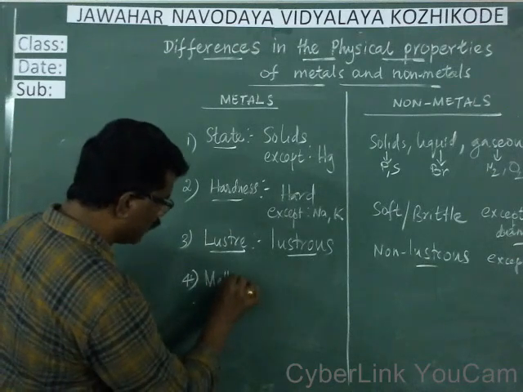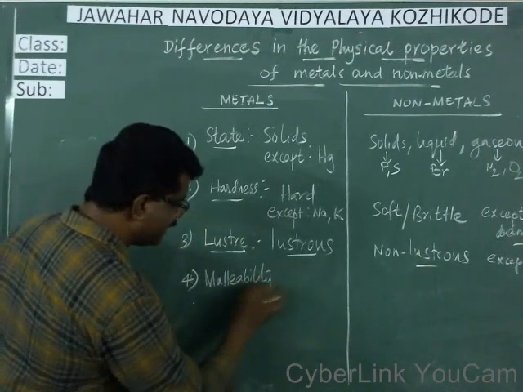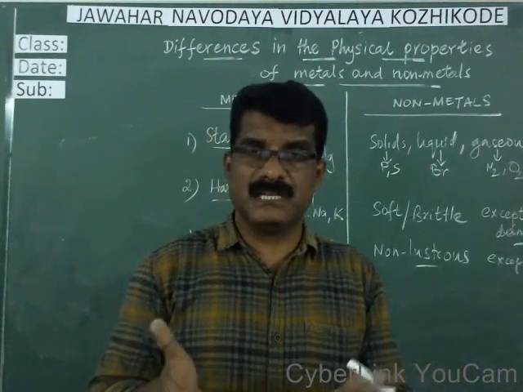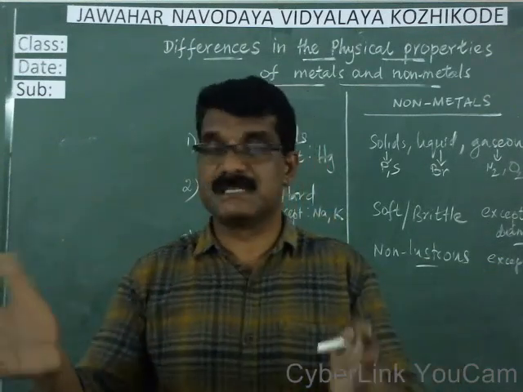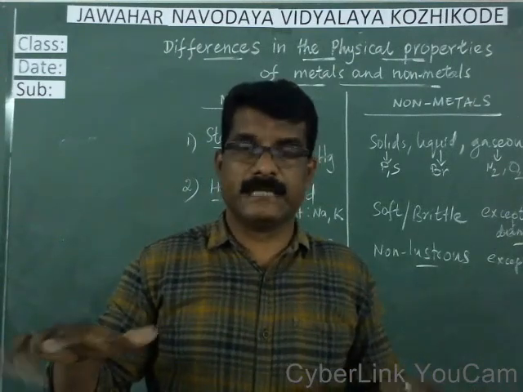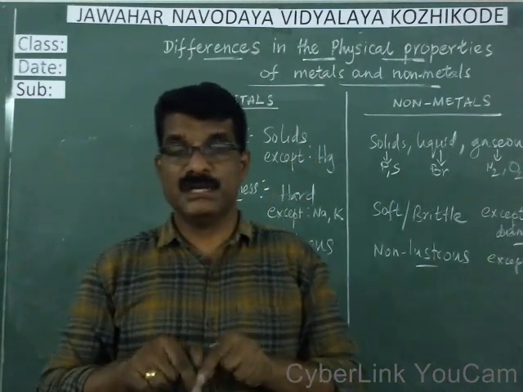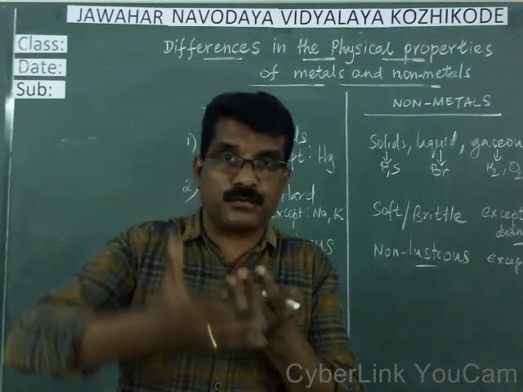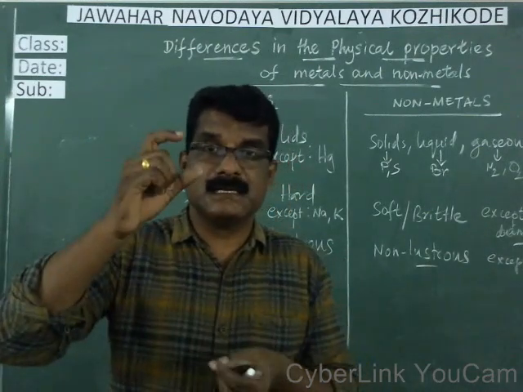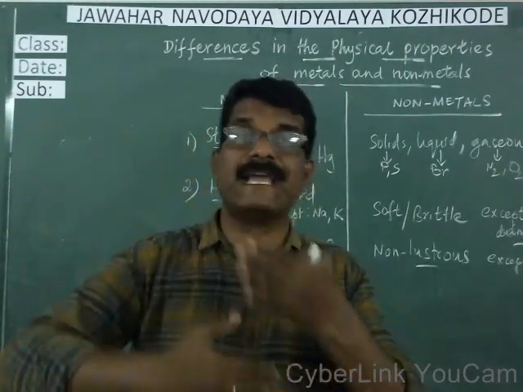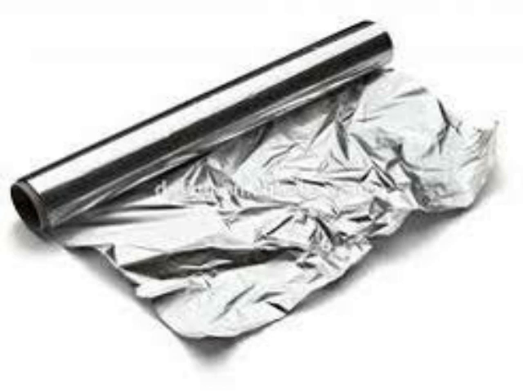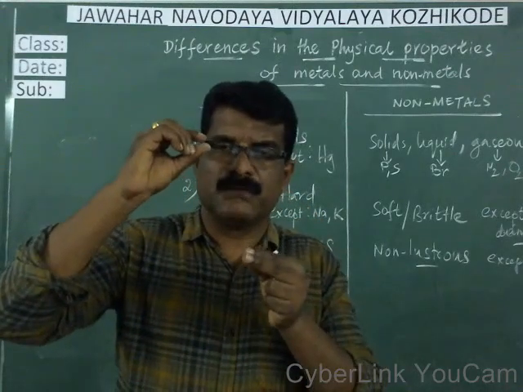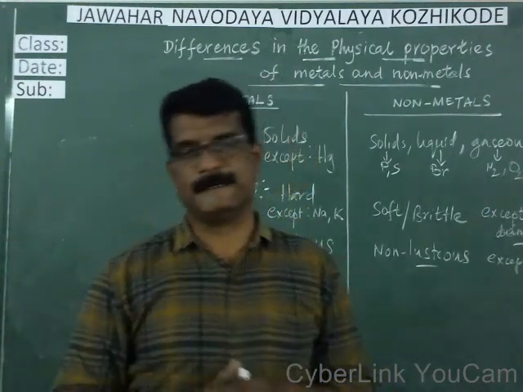And next physical property, I'm going to tell you about malleability. This is very important, children. You know that aluminium, silver, iron are available in sheets, in the form of thin sheets. From hotels you bring packed food, no? The hotel people use silver foils or aluminium foils for packing the food. See, aluminium foil, that very thin paper. Such very, very thin sheets can be made out of metals.